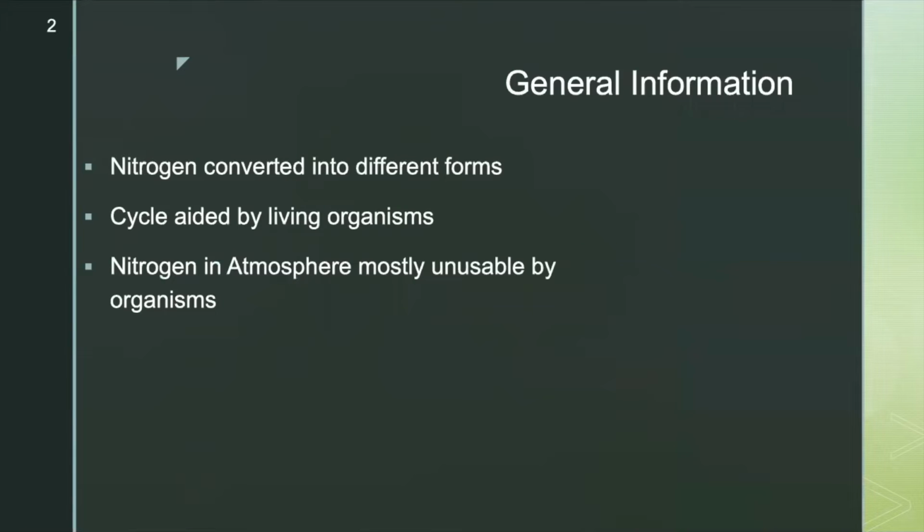The nitrogen cycle consists of a series of processes by which nitrogen is converted into different forms and is circulated in nature, for example, through the atmosphere, soil, etc. This circulation is aided by living organisms.